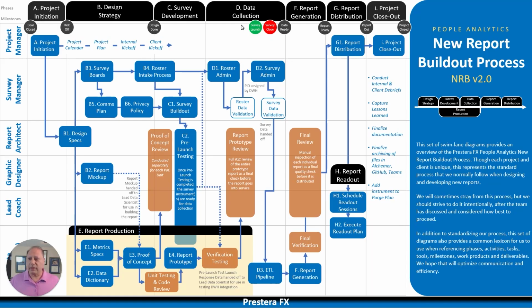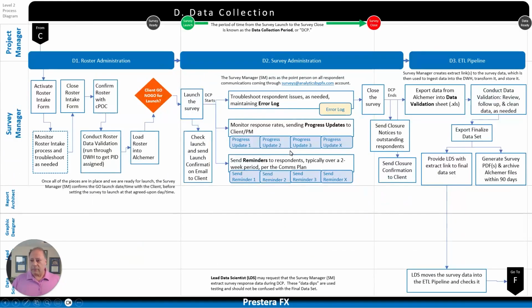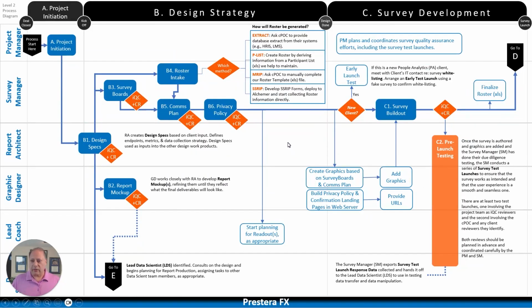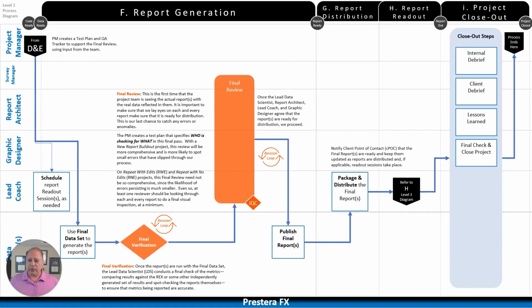In the last video, we talked about data collection. Now I'm going to talk about phases F and G here, report generation and report distribution. So I'm going to take you through what it looked like before. I'm going to jump down. These are diagrams that break down each of those different phases. So I'm going to go down to report generation.